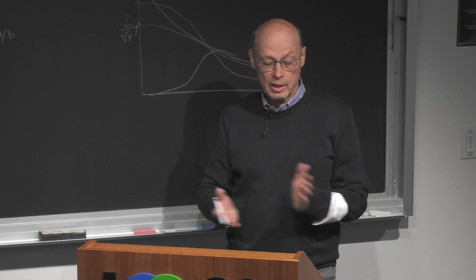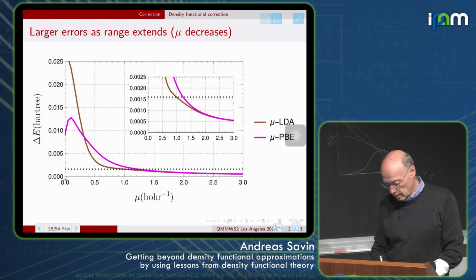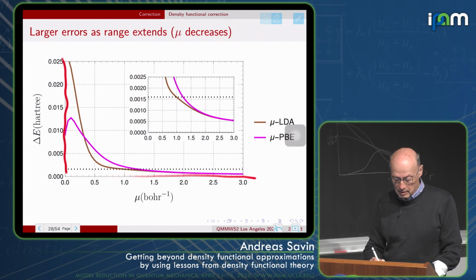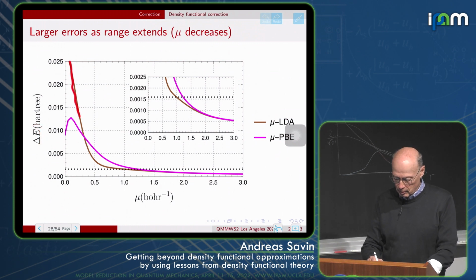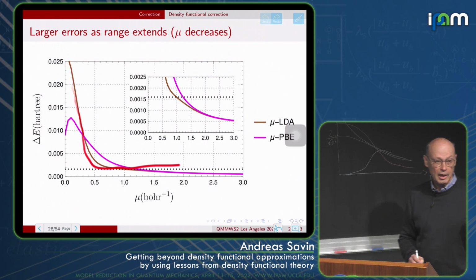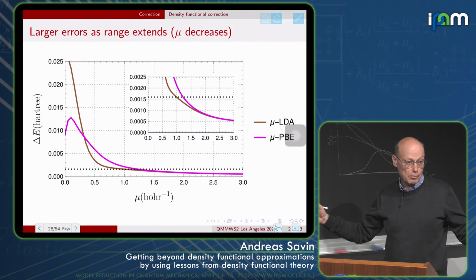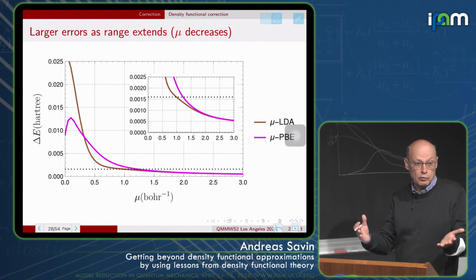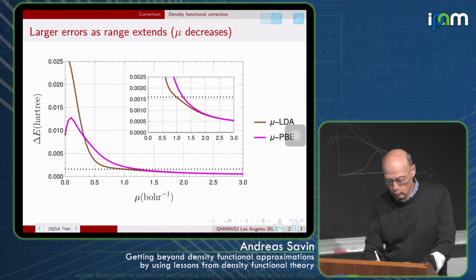And now what are the errors? As I said, when mu goes to infinity, you have here on this axis mu, and as a function of mu, the error made by the approximation. This delta E is in atomic units. And this curve here is the LDA approximation. So of course, at infinity, the error will be 0 by construction, because I have no correction at all. At 0, the error in LDA is larger than the error in PBE. But you see the behavior.